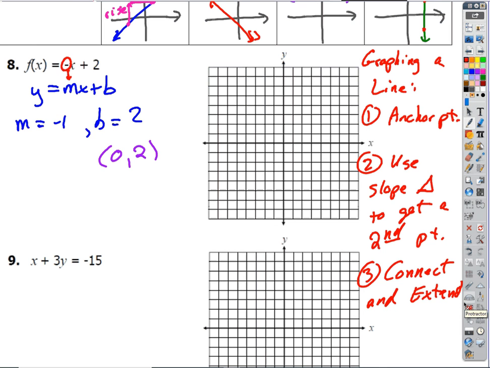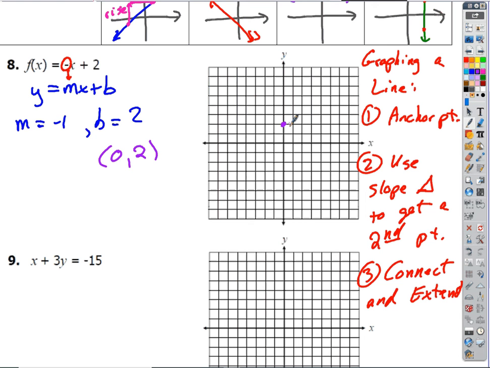Okay. So what's our anchor point with number 8? Yeah, 0, 2, right? The y-intercept. We start with the y-intercept, which is right there. And now what? Go up 1. Okay, so I'm going to rise by negative 1, which just means I'm rising down, right? So I'm going down 1 and right 1.